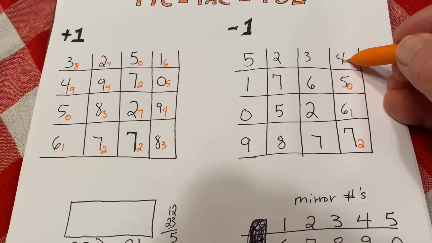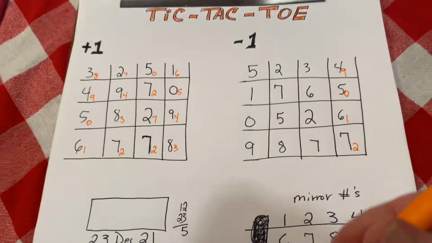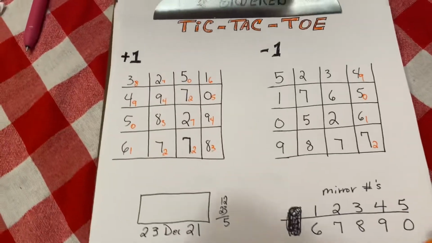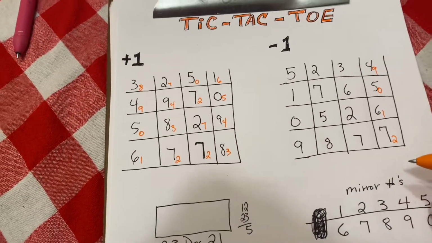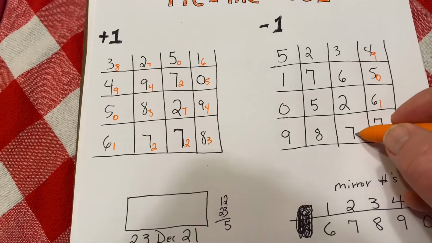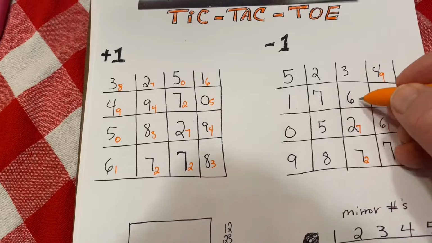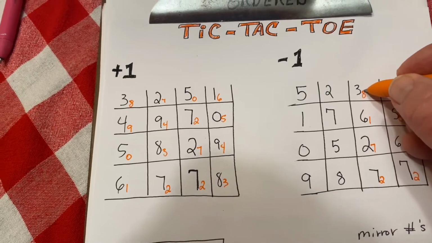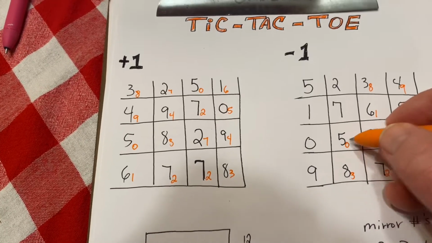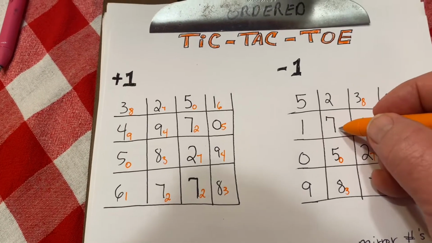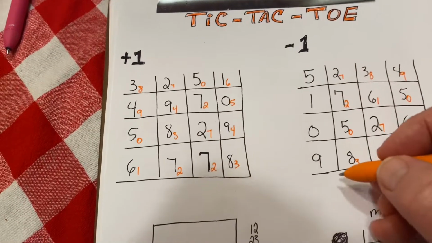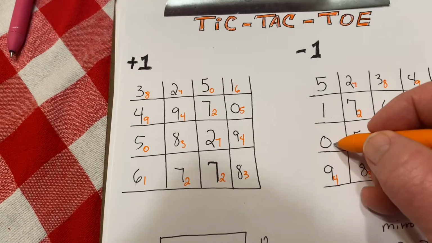4 is a 9. If you see I'm using a different color marker, an orange marker for making my mirror numbers. And that makes it easier to not get your numbers confused or mixed up when you use different markers. Okay, 7 is a 2, 2 is a 7, 6 is a 1, 3 is an 8, 8 is a 3. And I'm writing these in really close and down toward the bottom so you don't confuse them as a double digit. 2 is a 7, 9 is a 4, 0 is a 5.